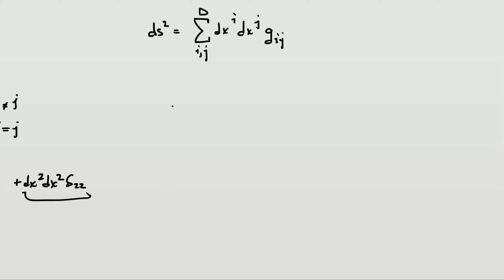So how do we actually want to acquire the actual distance? Right, this is a distance squared, so we take the square root. If we take the square root of ds squared, we just get ds.